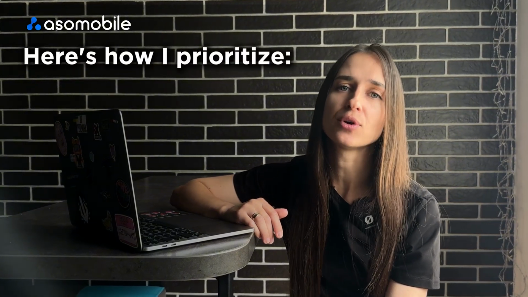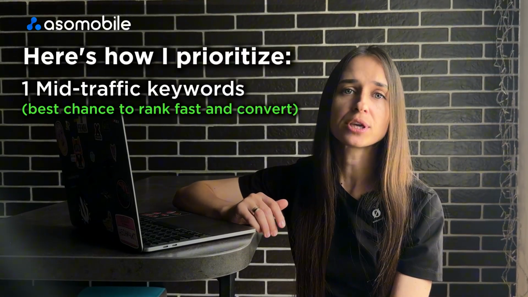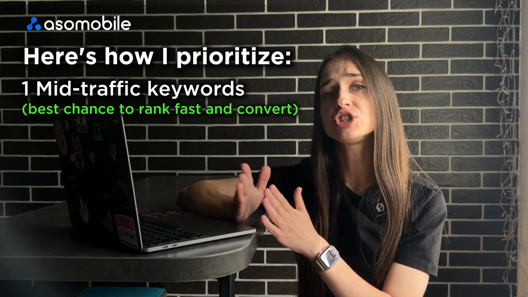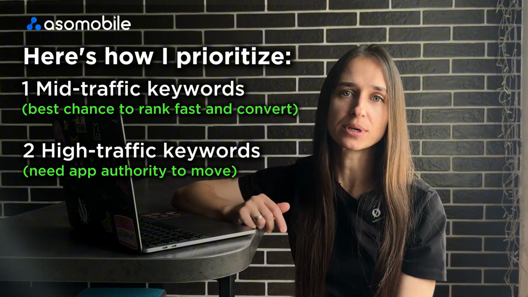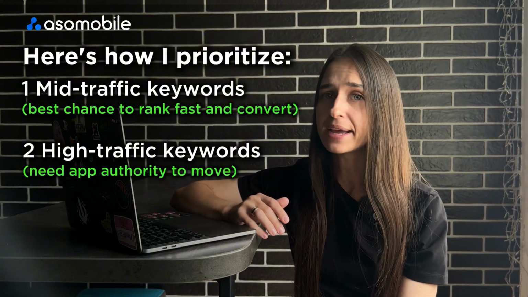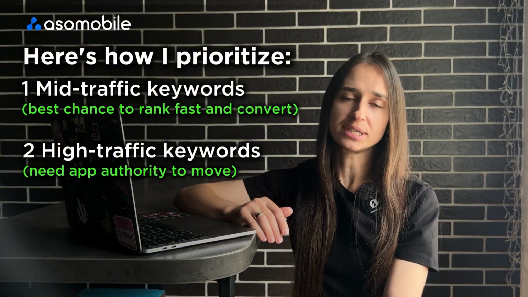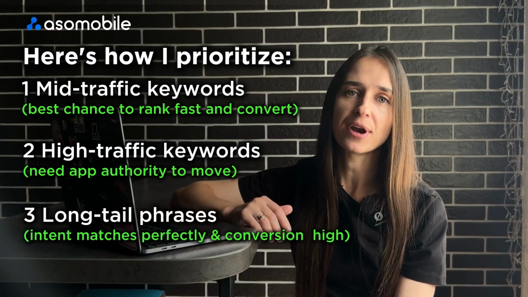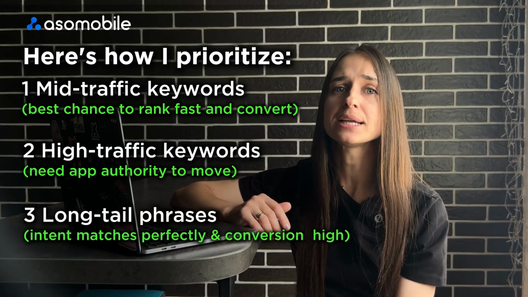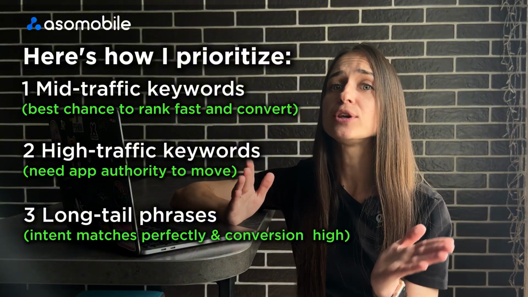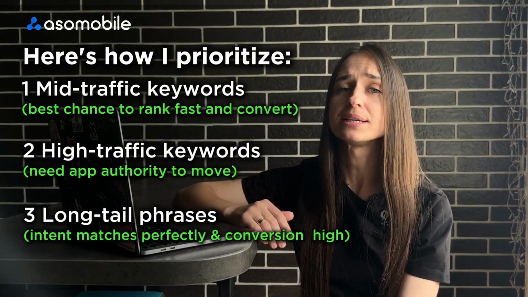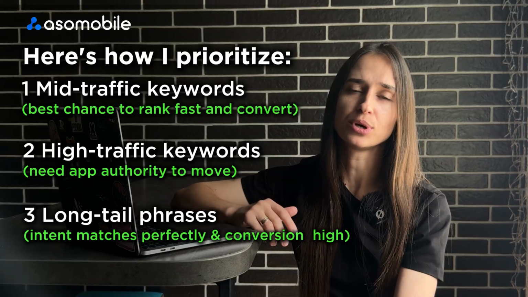Here's how I prioritize. First, mid-traffic keywords with high relevance. Best chance to rank fast and convert. Second, high traffic category keywords. Add them, but be patient. They need app authority to move. Third, long tail phrases. Low volume, but when the intent matches perfectly, conversion is surprisingly high. This is why you filter out the unrealistic ones and keep only keywords that can actually bring installs.